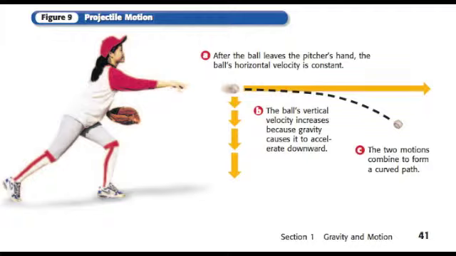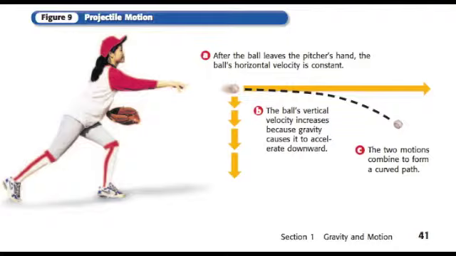Here we have a picture of a baseball pitcher that's throwing a baseball in a horizontal direction, right? The book says after the ball leaves the pitcher's hand, the ball's horizontal velocity is constant. Think about what that means. Well, throwing it in the direction that she's throwing it, it means that once it leaves her hand, the actual velocity that it's traveling at stays consistent, or doesn't change. It doesn't speed up or slow down. It stays constant.